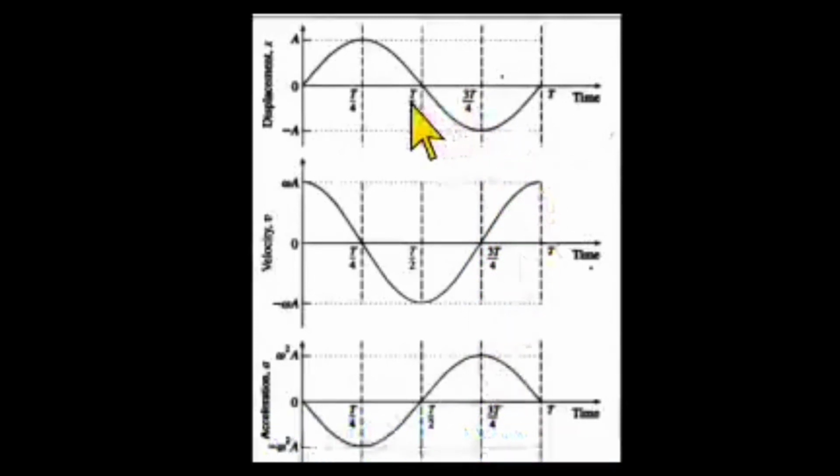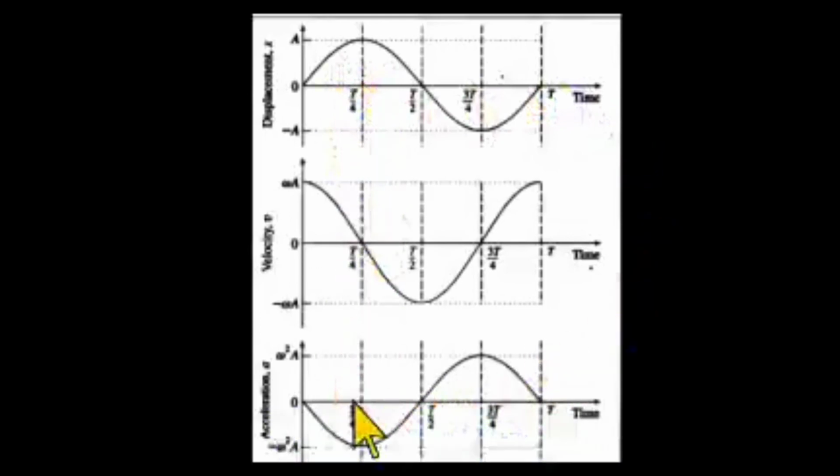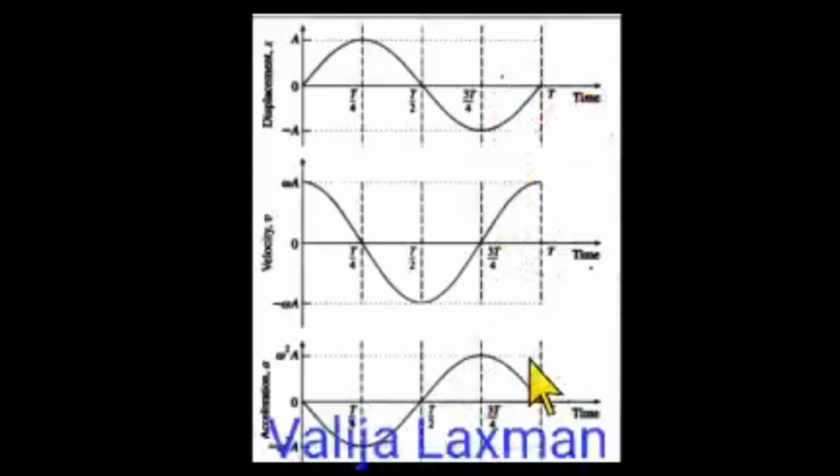Compare these two waveforms. Regarding displacement and acceleration, we have said that acceleration is always in the opposite direction to displacement. Observe these two waves. At this point, this is on the positive side, but this is on the negative side. This is on the negative side here, but this is on the positive side. So this waveform is exactly opposite to that of displacement. So we can say that acceleration is always in the opposite direction to displacement. This is about the projection of a circular motion on any diameter of the circle.